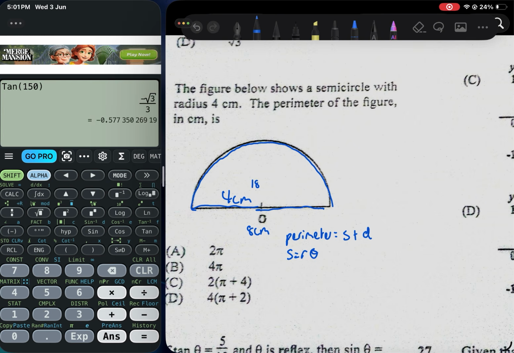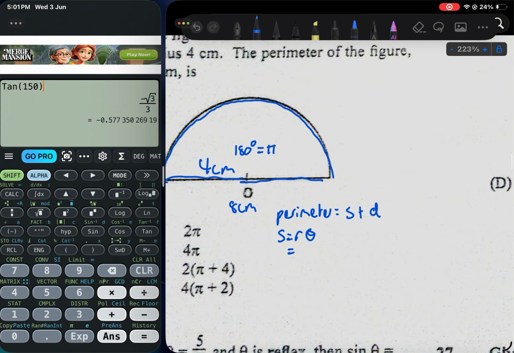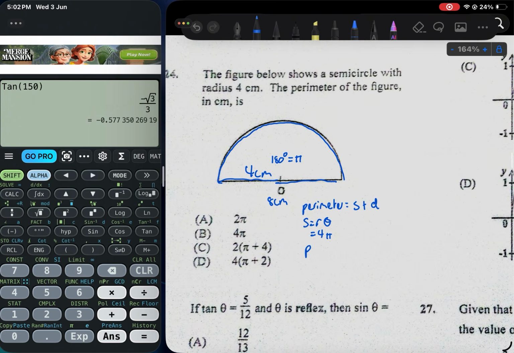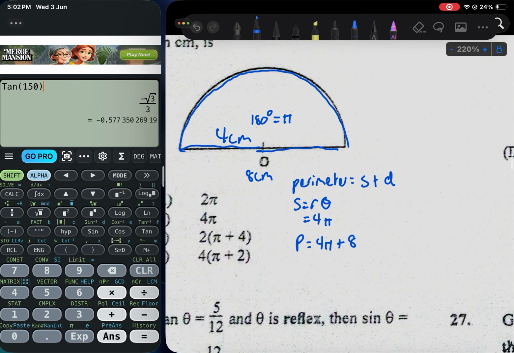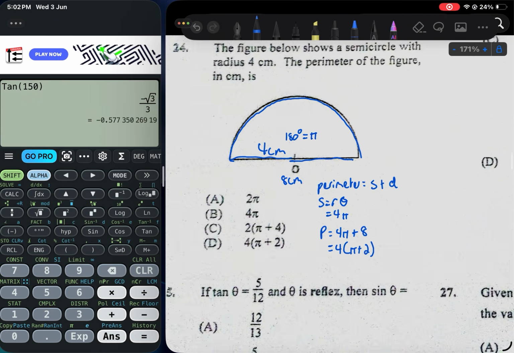If 180 degrees is equal to pi, then our arc length is 4, which is our radius, by pi. So the perimeter would be 4 pi plus the 8. And we can simplify this to 4 pi plus 2. So 4 pi plus 2.